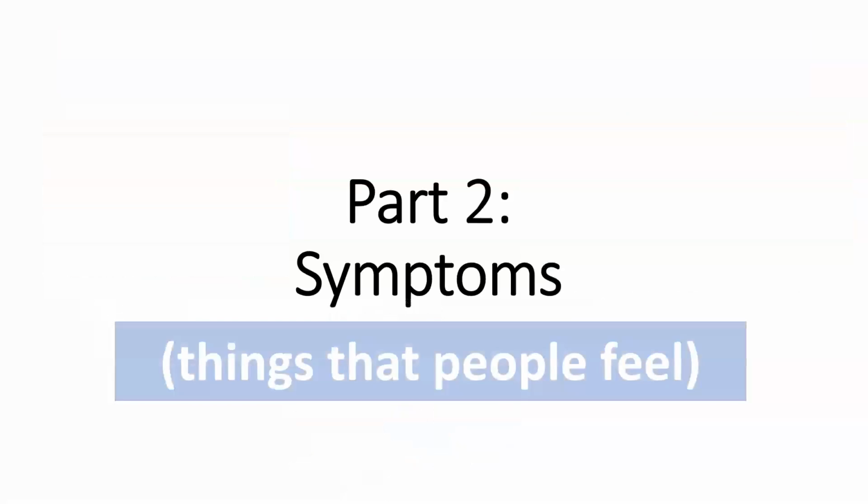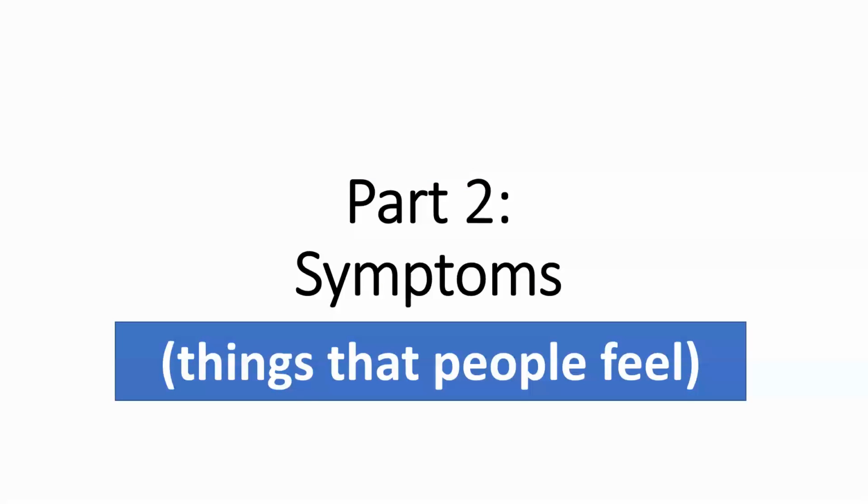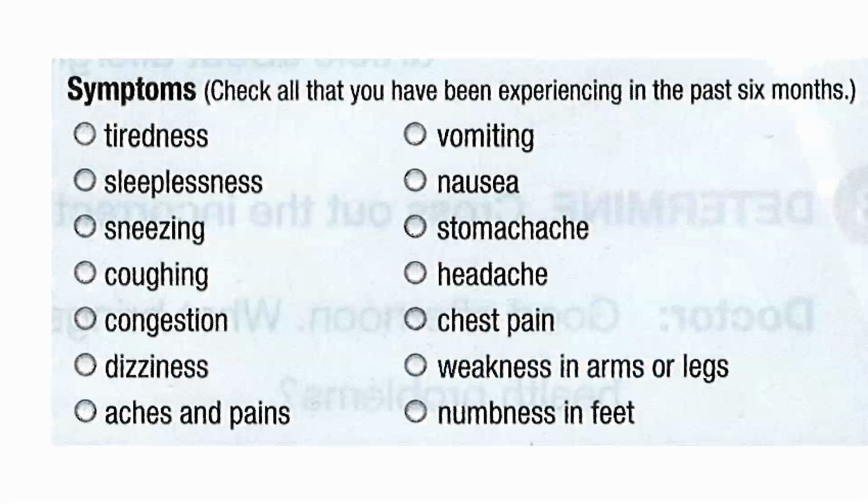Now we're going to move to the next list. Part 2 of this video is about symptoms, medical symptoms. These are things that people feel. They're not like diseases, but it's the thing you feel when you have a disease. So I'm going to read this whole list just to get you accustomed to the pronunciation. Tiredness, sleeplessness, weakness in arms or legs. Actually, let's start with those 3. Tiredness, sleeplessness, and weakness in arms or legs.